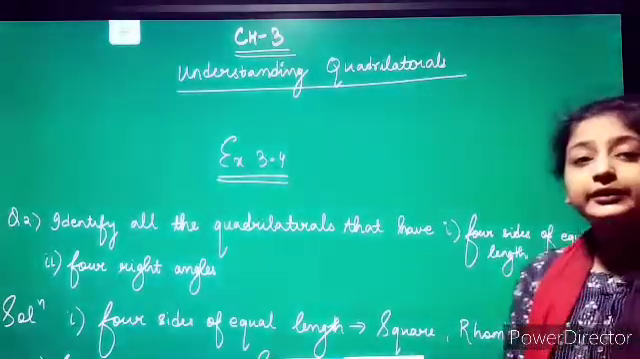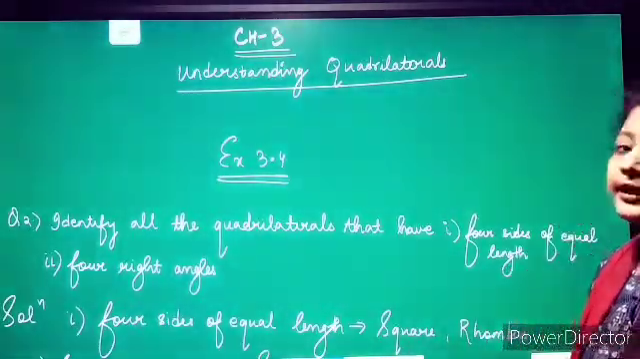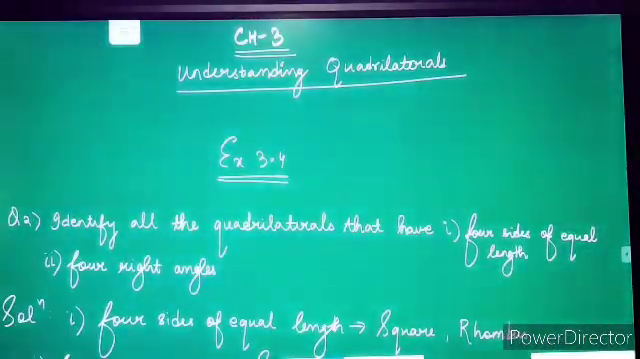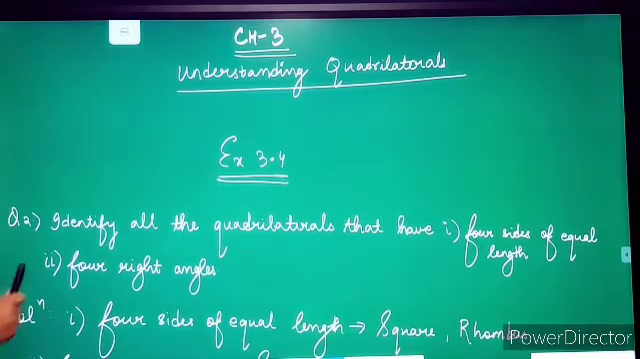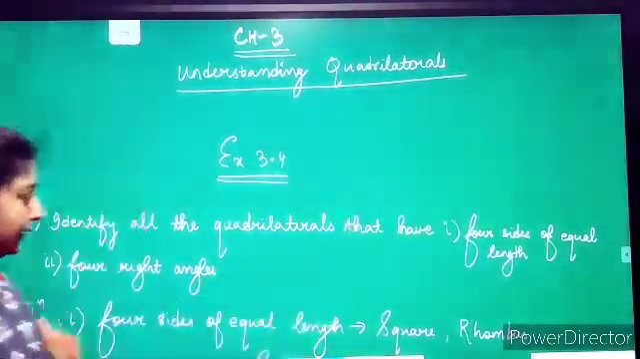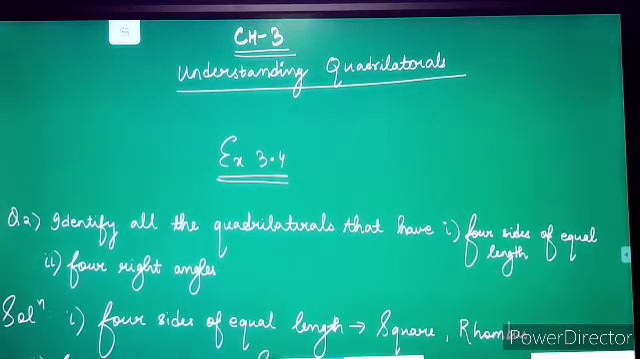We were doing chapter 3, understanding quadrilaterals, and today we will be doing exercise 3.4. Exercise 3.4, second question, tells us we have to identify all the quadrilaterals that have 4 sides of equal length, and the second part is 4 right angles.